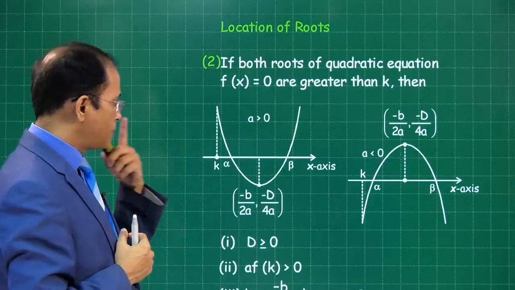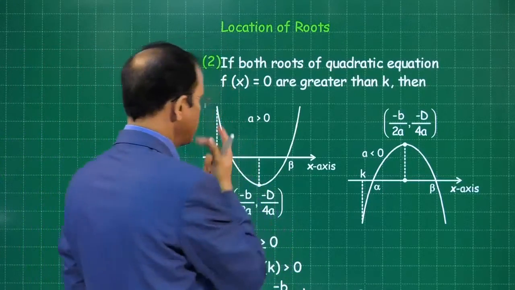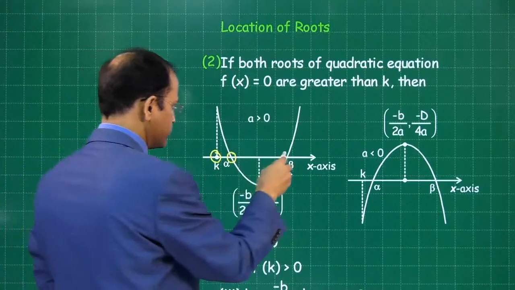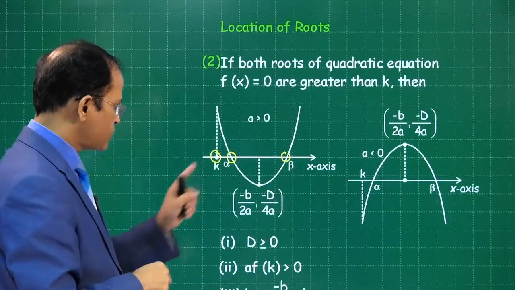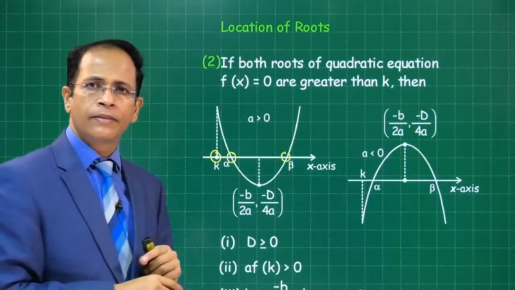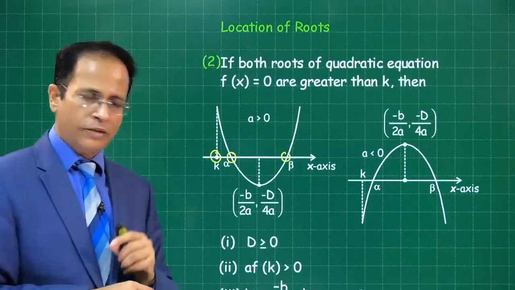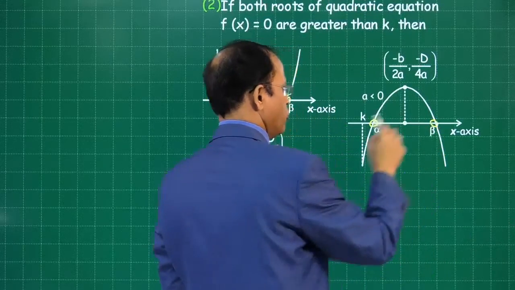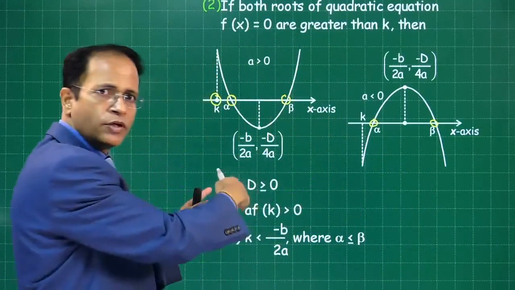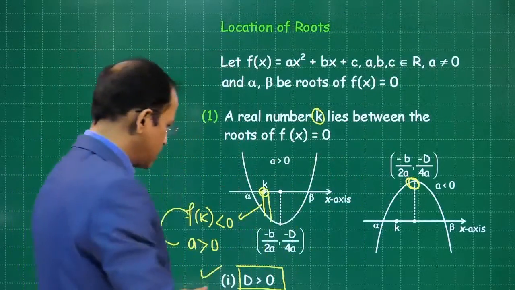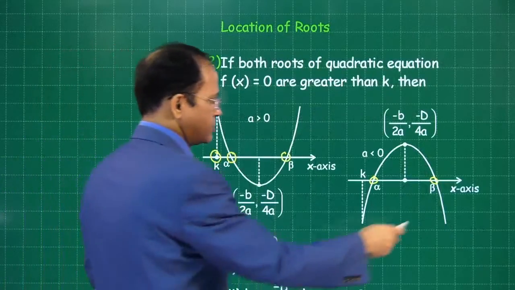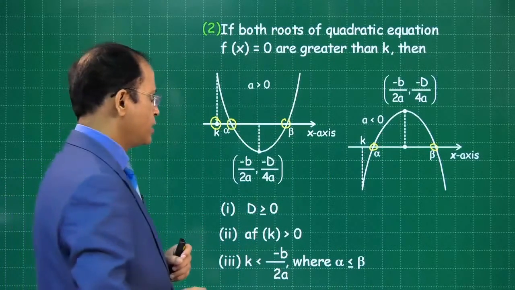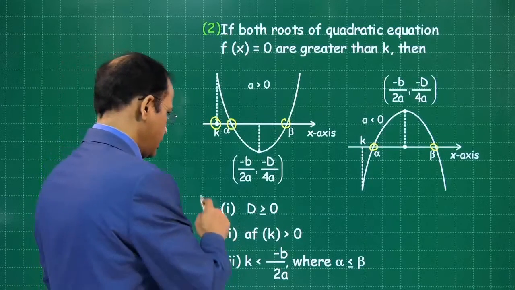Similarly, if the roots of the quadratic equation f(x) = 0 are greater than k, k will be here, then alpha beta here. So alpha beta is always greater than k. Here also the same thing, if it is opening downwards, in both the cases, in the previous one also, this case and this case, the condition will be the same. Here the condition will be something like this. We have k, we have D greater than or equal to 0, yes, this is one condition. A into f of k is greater than 0, this is also fine.